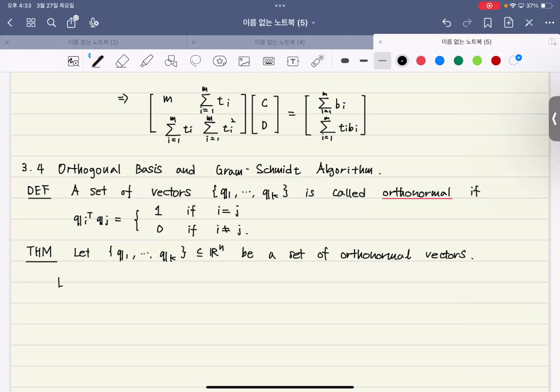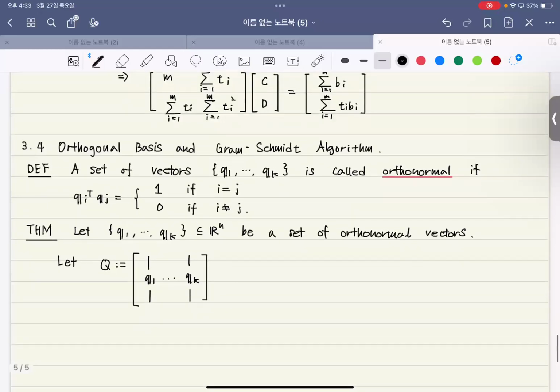Then we consider a matrix Q whose columns consist of Q1, Q2, up to QK. So what is the dimension of this matrix? Each of these columns is an n-dimensional vector, and there are k such columns. So this must be an n by k matrix, right?